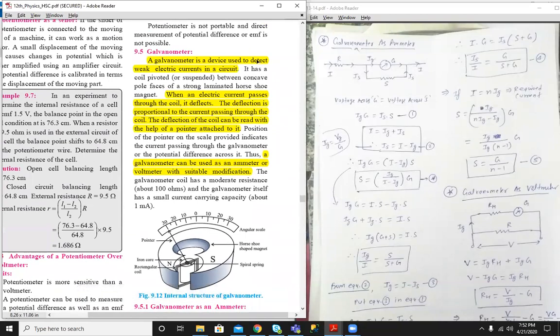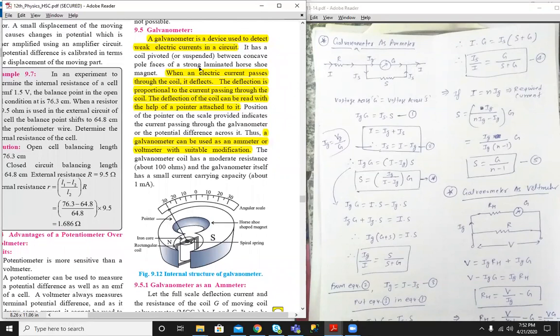Galvanometer is a device used to detect weak electric currents in a circuit. It has a coil pivoted between two concave pole faces of a strong laminated horseshoe magnet. In the diagram you can see a horseshoe magnet. Between this there is an iron core along which there is a rectangular coil. The coil is wound on an iron core, which is a small cylindrical rod. This rectangular coil has n number of turns, and here this is a scale.